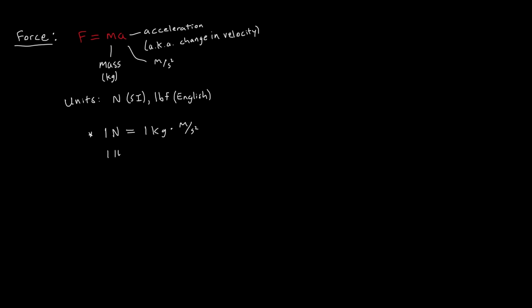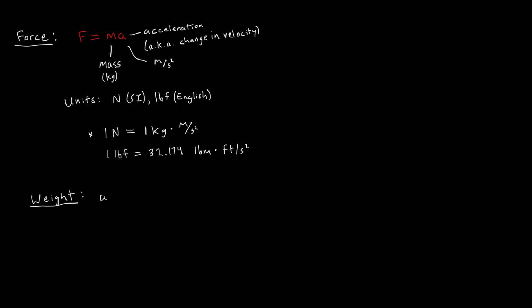And then in English units, 1 pound force is equivalent to roughly 32.174 pound mass feet per second squared. So those are our basic units for force.